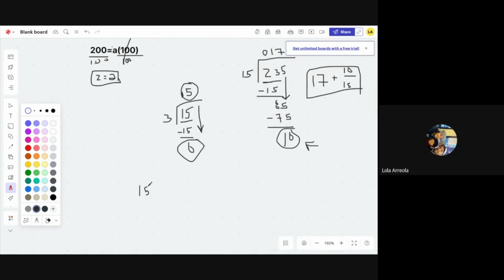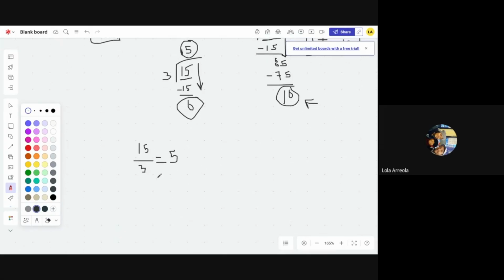So when I divide by a factor or a divisor, and I get a number without a remainder, then what I've found is a factor. So instead of seeing 15, I can write 15 is equal to 3 times 5. So keep this in mind. The reason that we do synthetic division is to see if we can find a factor.